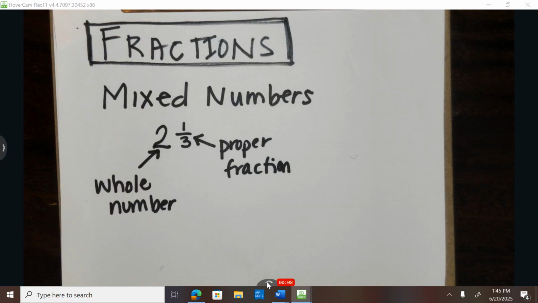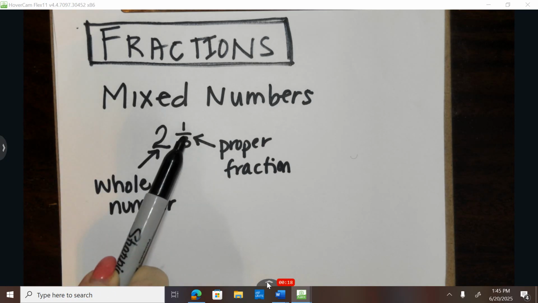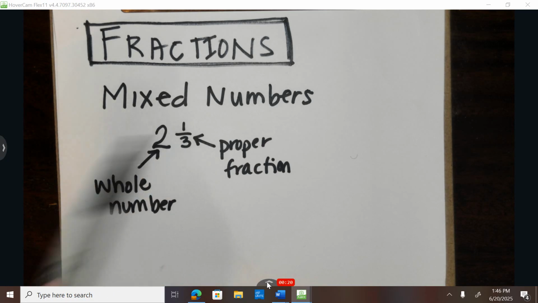We're going to talk about mixed numbers in this video and different types of fractions. This is called a mixed number. Now, a mixed number combines a whole number and a proper fraction. So it's combining two separate things.